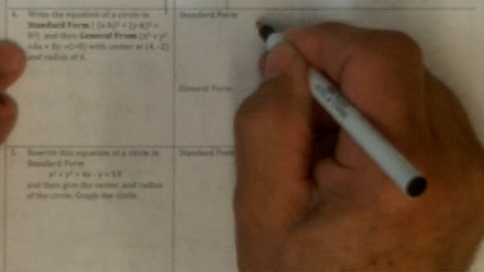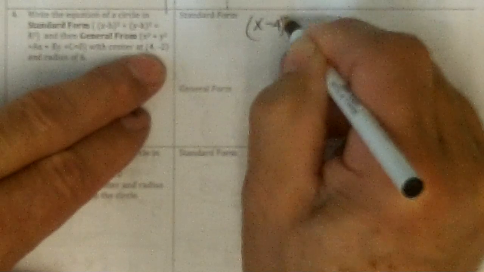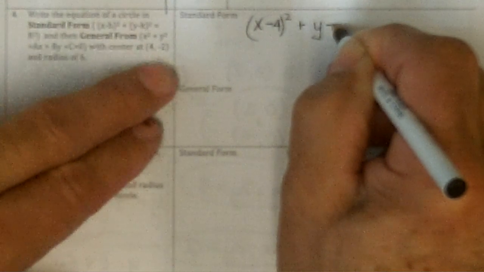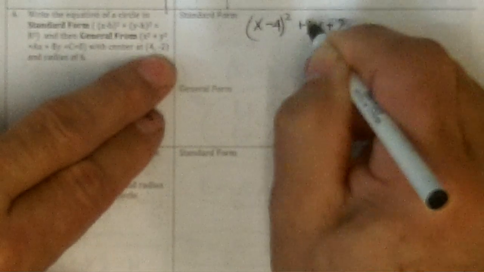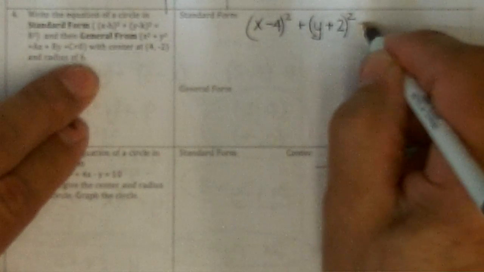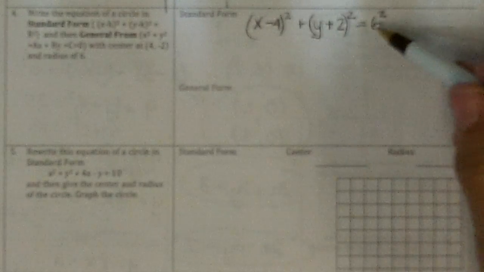Number 4. If I write it in standard form, it's x minus the coordinate of the center, which was 4, squared, plus y minus the coordinate for the center, which is a minus 2, which makes y plus 2, squared, equals the radius, which I said was 6, squared. And I can write 36 there also, and that would be the standard form.